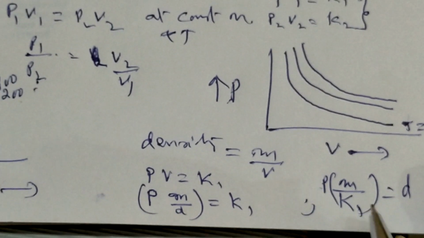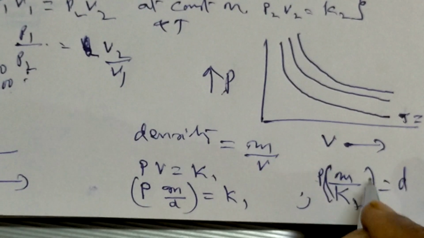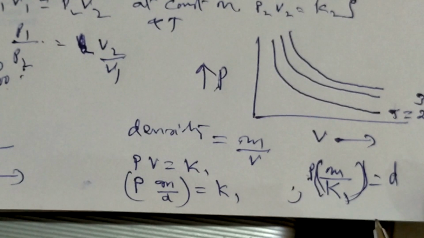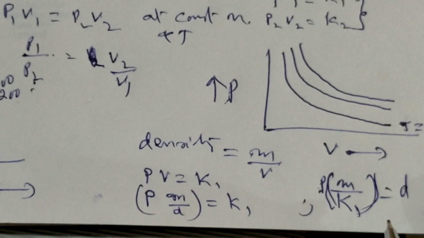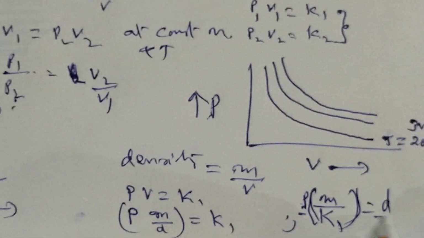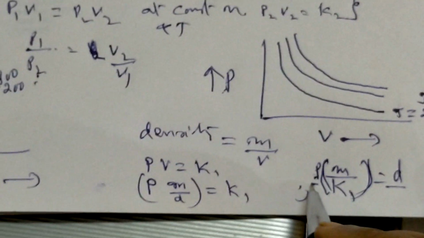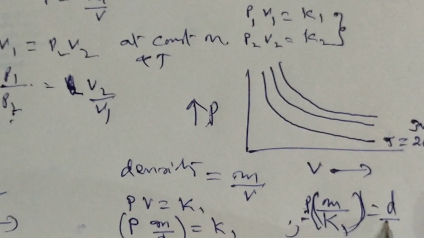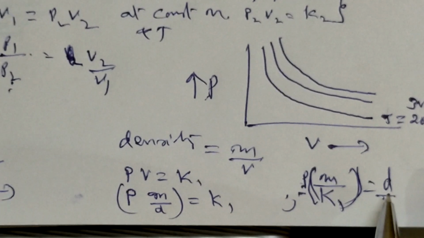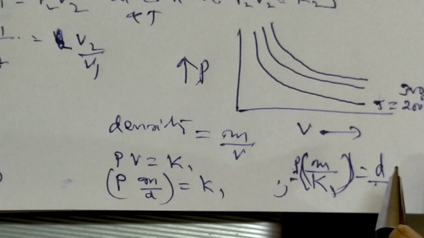Taking that as a constant, P is directly proportional to D. That means the more the pressure, the denser the gas will be. In words, the more the pressure of the gas, the denser it is. If P is less, it is a low density gas. Okay, tomorrow we will see Charles's law and other laws. Thank you.